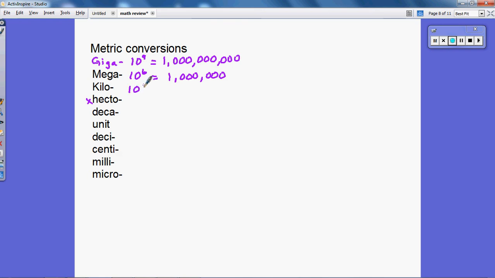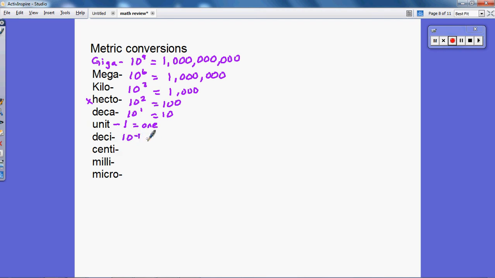Kilo, 10 to the 3, which is to say 1,000. Hecto is 10 to the 2, which is 100. Deca, 10 to the 1, which is 10. Unit, literally the word unit means 1. It is simply a synonym for the word. Unit means 1. Deci, you should notice a pattern here. 9, 6, 3, 2, 1. We're going to march it right back up the other way.